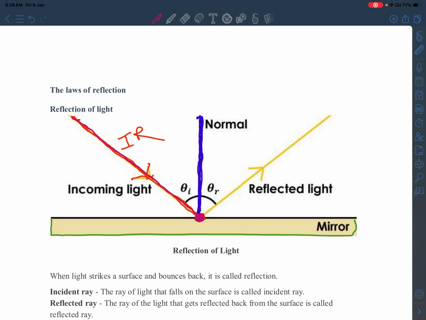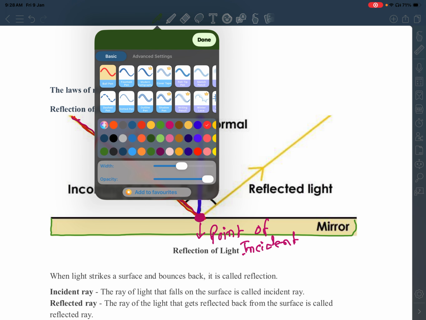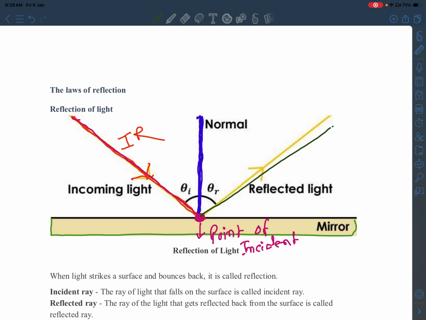The point where light strikes is called the point of incident. After striking, the light bounces back. It means light bounces back into its original medium. It is coming from, suppose, air and bounces back again into the air. So this light, after striking the surface, bounces back.